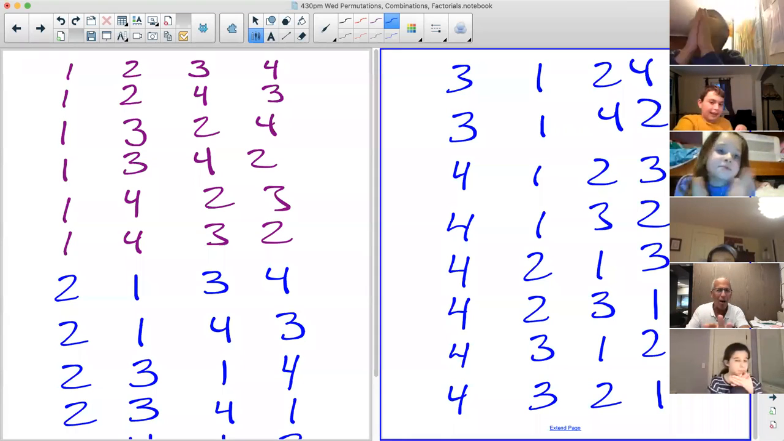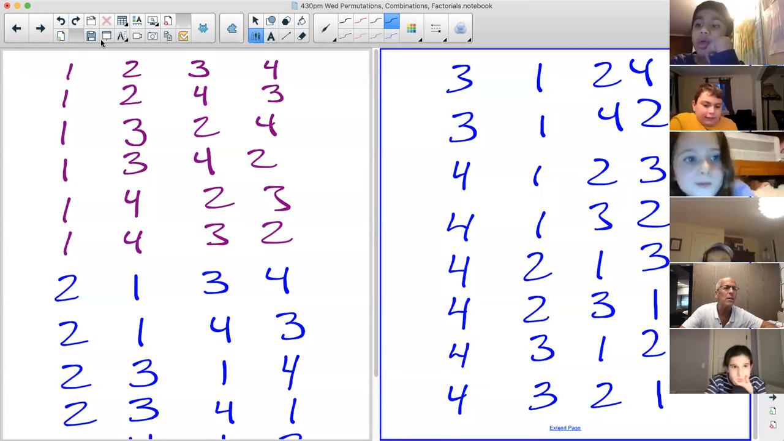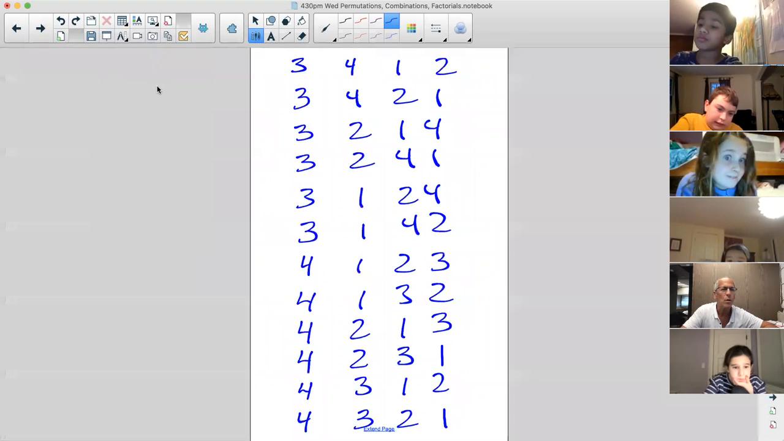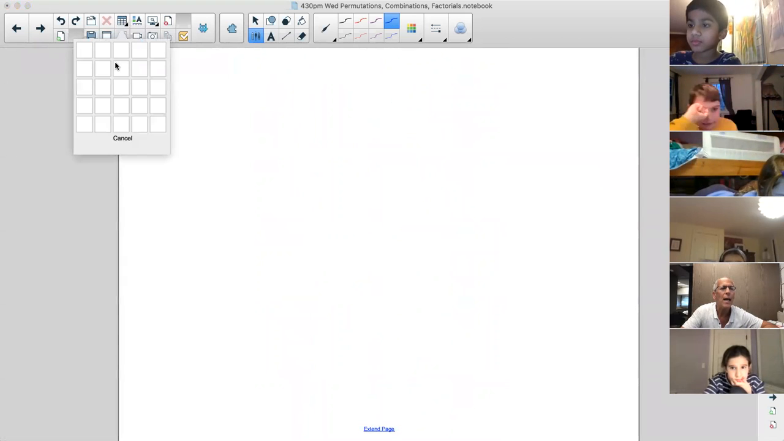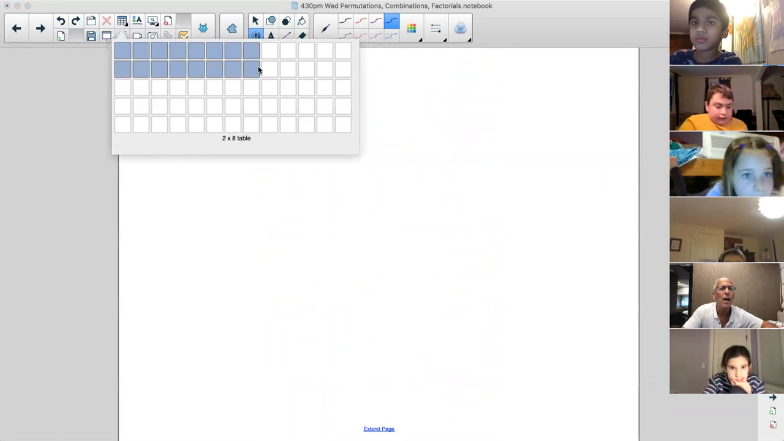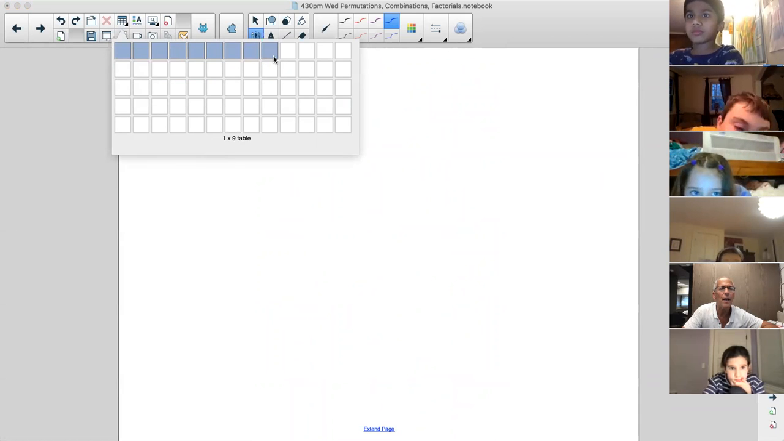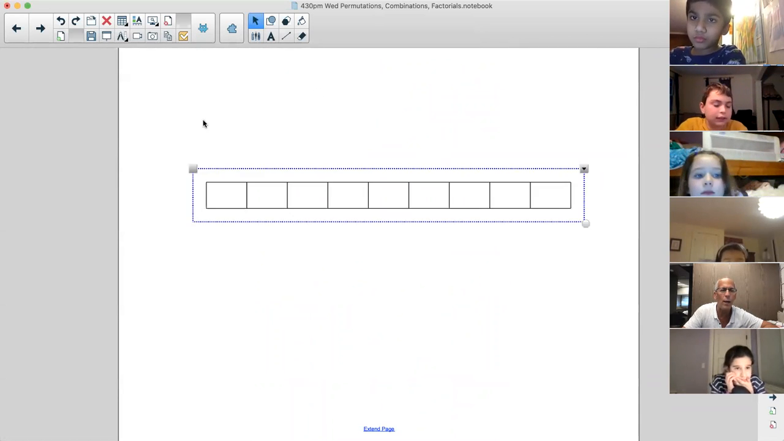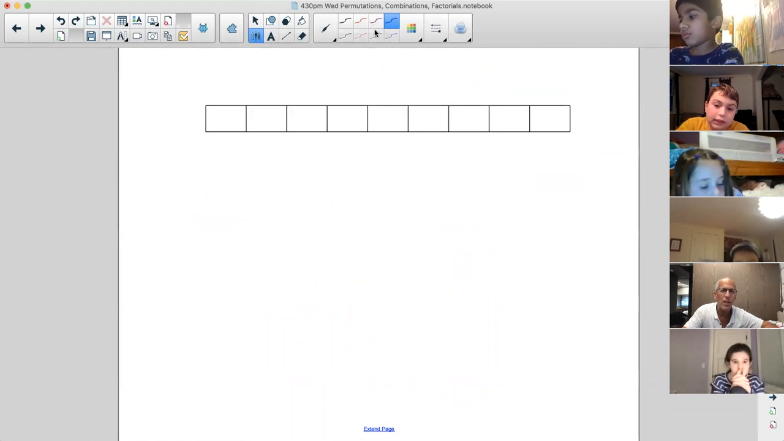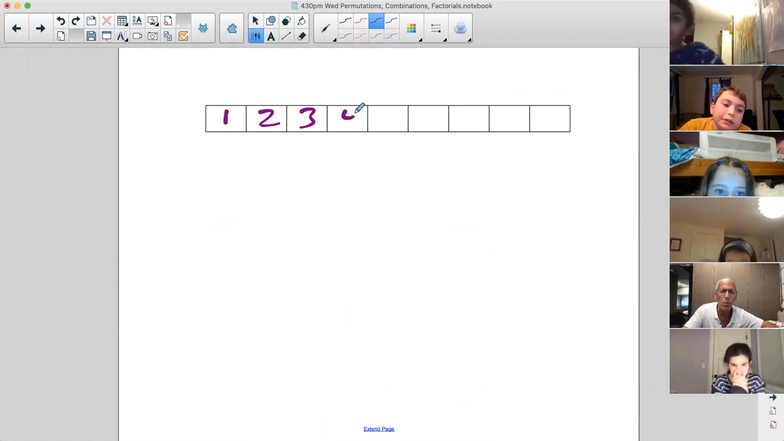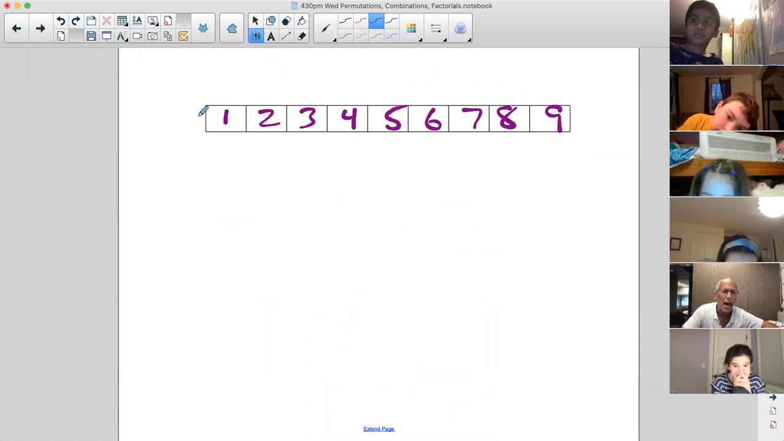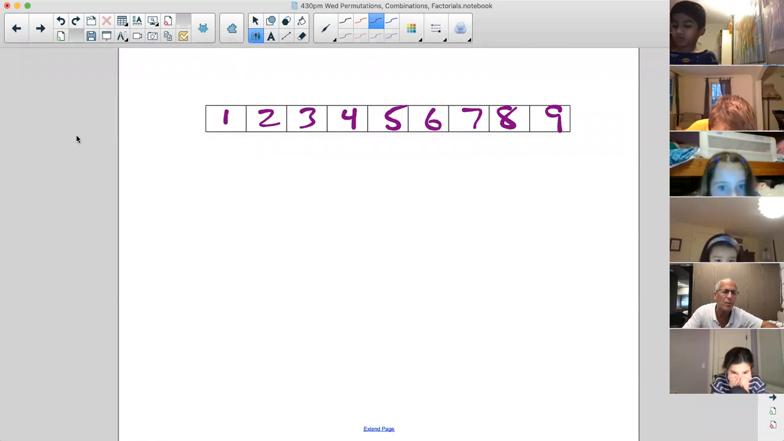Now, big question. This is the big question. What if we're doing a kakuro that has a 9 by 1, and all the numbers would have to be included. And the sum, who knows what the sum would have to be? Don't say it out loud.